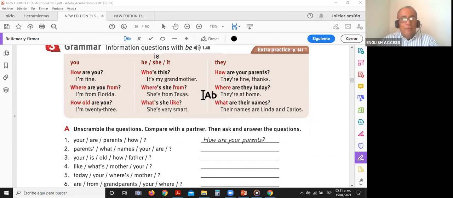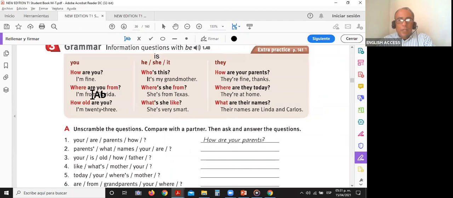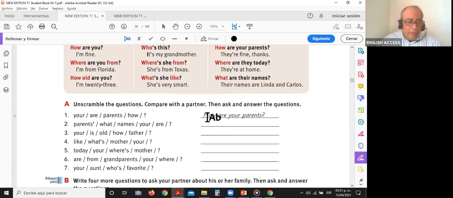Here is the grammar for this question. I don't know if you have a question with this. Remember, you have the presentation here. You can make a screenshot or here you have it in the book. In the next activity, you have to unscramble the question, meaning that the questions are scrambled, están revueltas. You have to put the words in order. For example, number 1, you are parents how? Question mark. The correct order, how are your parents?